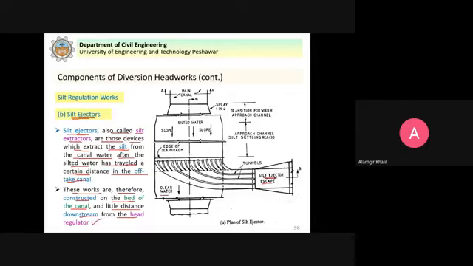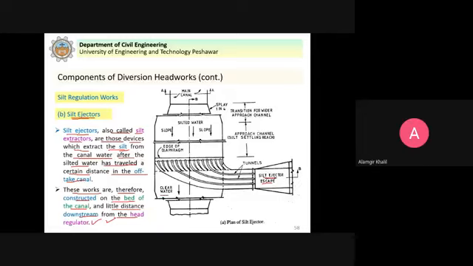So silt ejectors or silt extractors are constructed on the bed of the canal. Silt excluders on the bed of the river before the water enters into the canal. And silt ejectors are constructed on the bed of canal a little distance downstream from the head regulator.